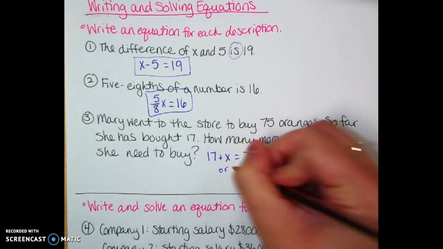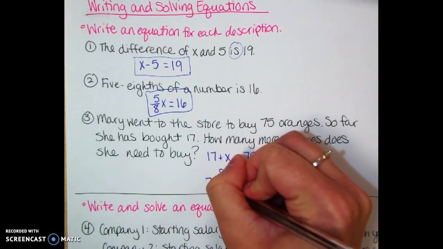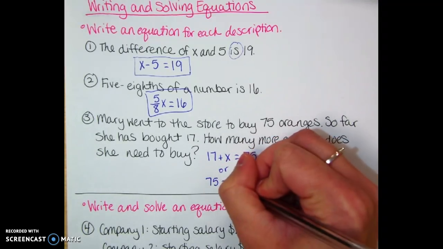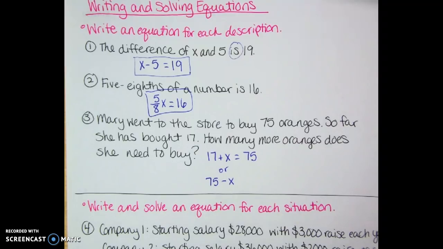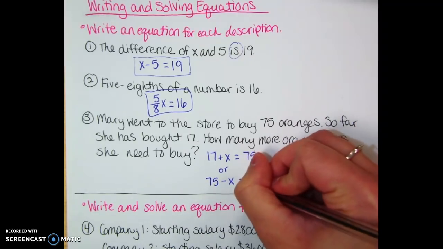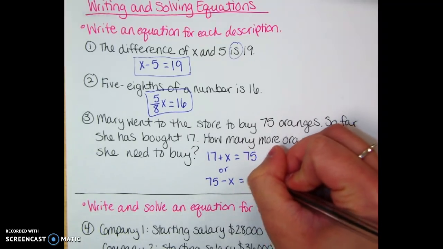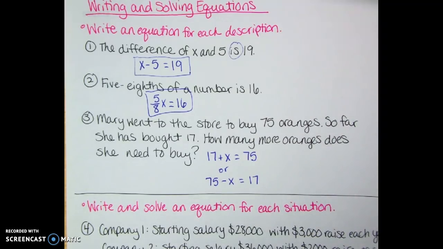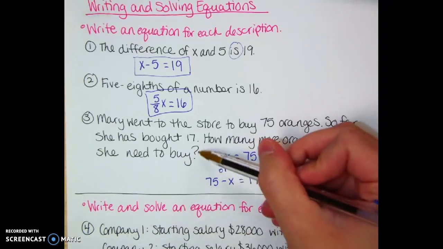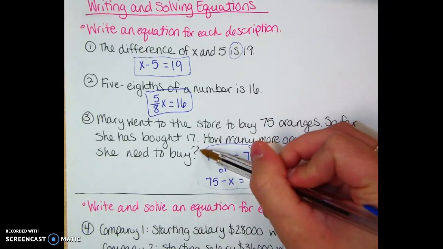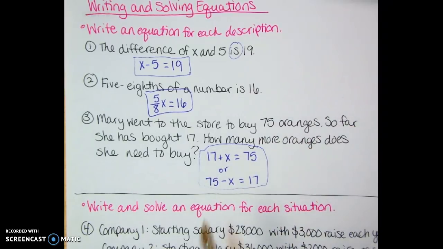Or you could do 75, which is the total you want, minus x, so minus the amount that you currently have, equals 17. Okay, so either one of those. If this was on a test or a quiz, I would accept either of those. Not 75 minus 17 equals x. I will not accept that one.